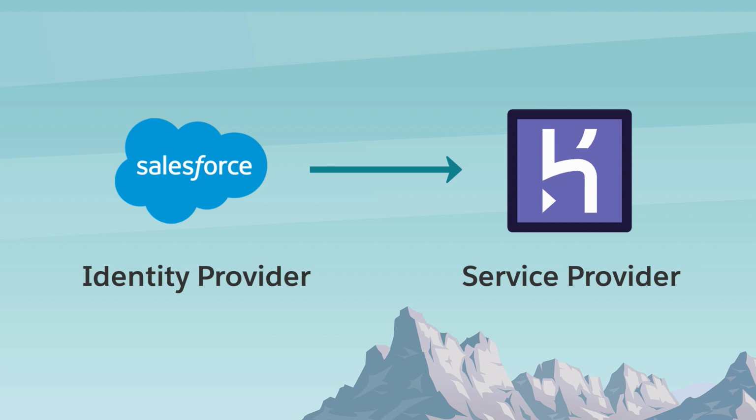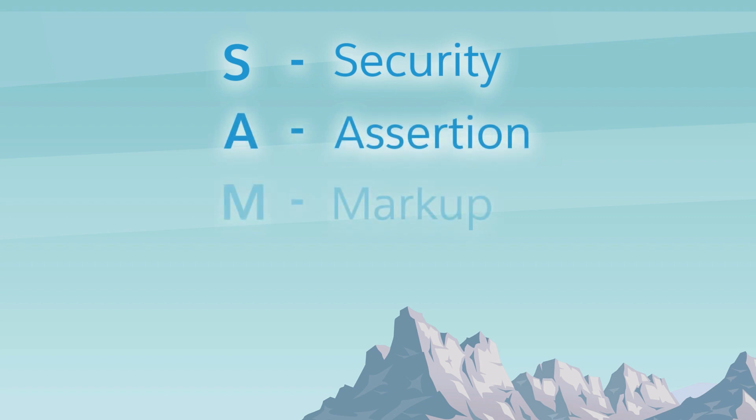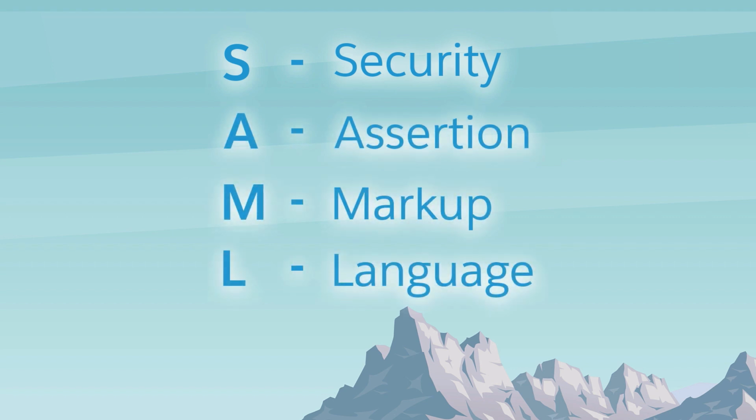For SSO to work, the identity provider, Salesforce, and the service provider, Heroku, must be able to talk to each other. That's where SAML comes in. It standardizes the way Salesforce and Heroku exchange user information.